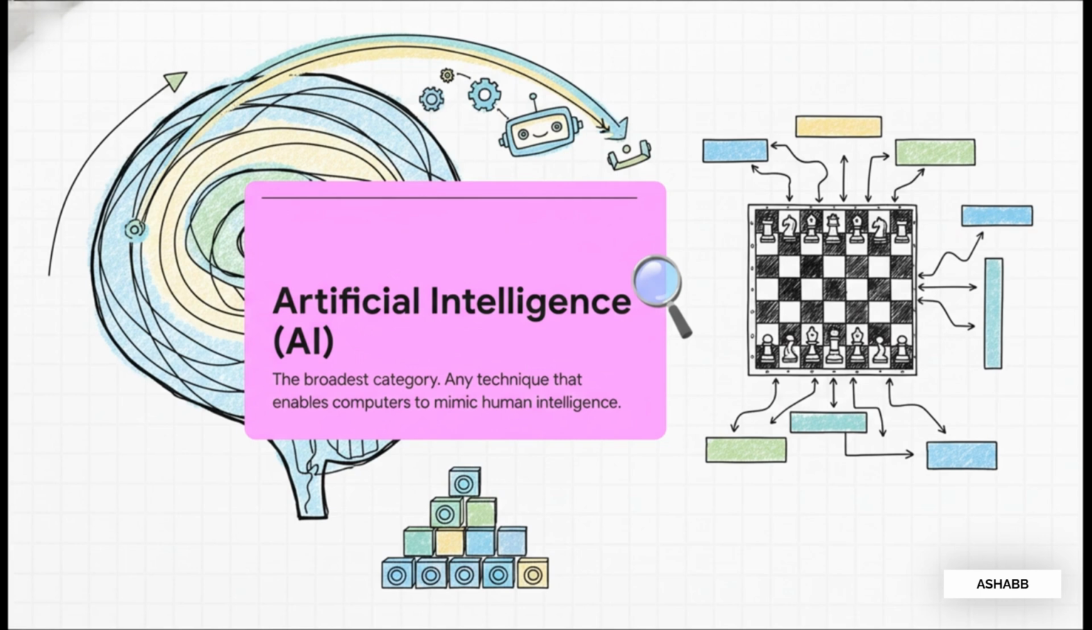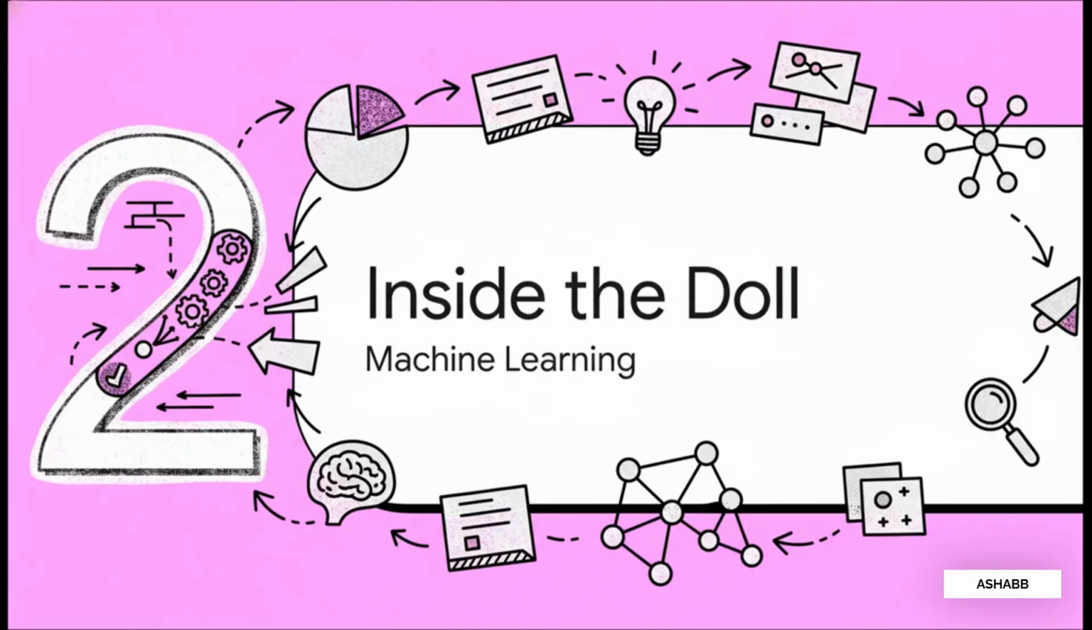A great example? Think about those old school chess programs. It wasn't some genius computer plotting its moves. No way. It was just following a massive pre-programmed rule book. Literally, humans wrote down rules like, if your opponent moves their knight here, you move your pawn there. It looks intelligent, but the machine isn't really thinking. It's just following orders.